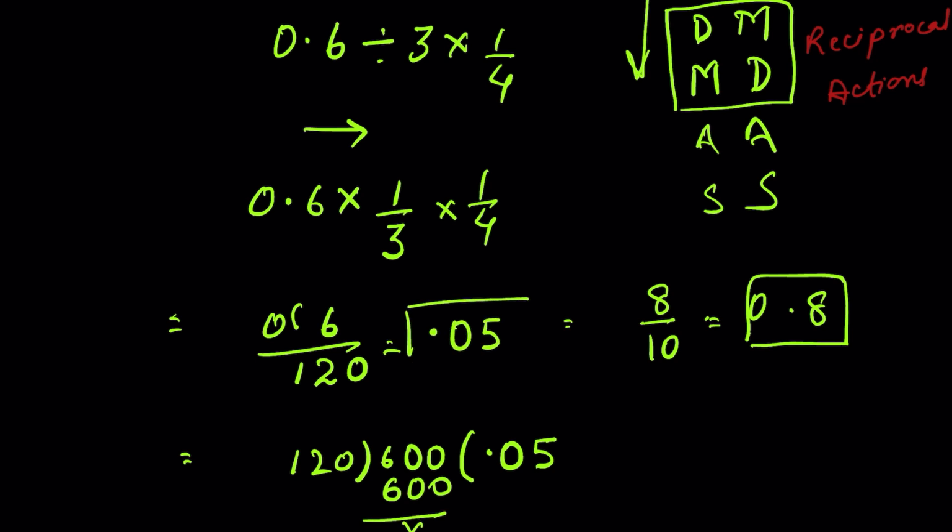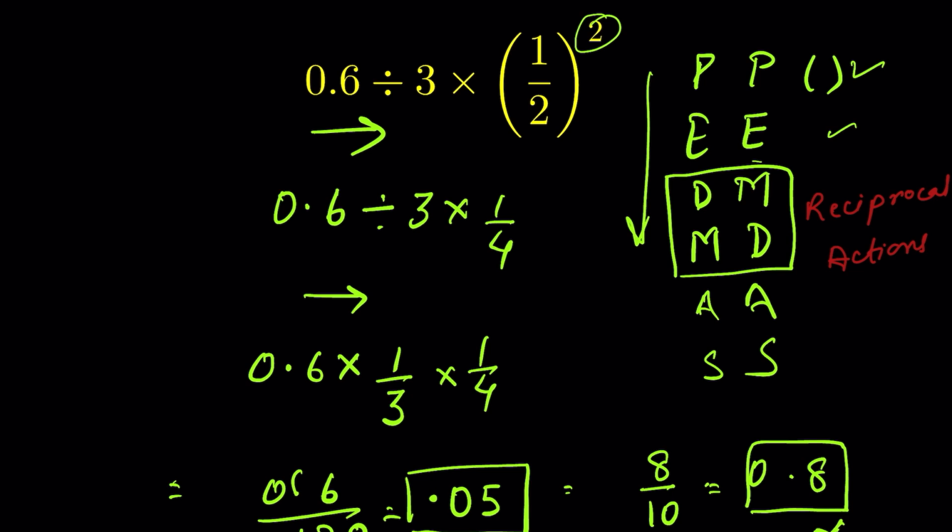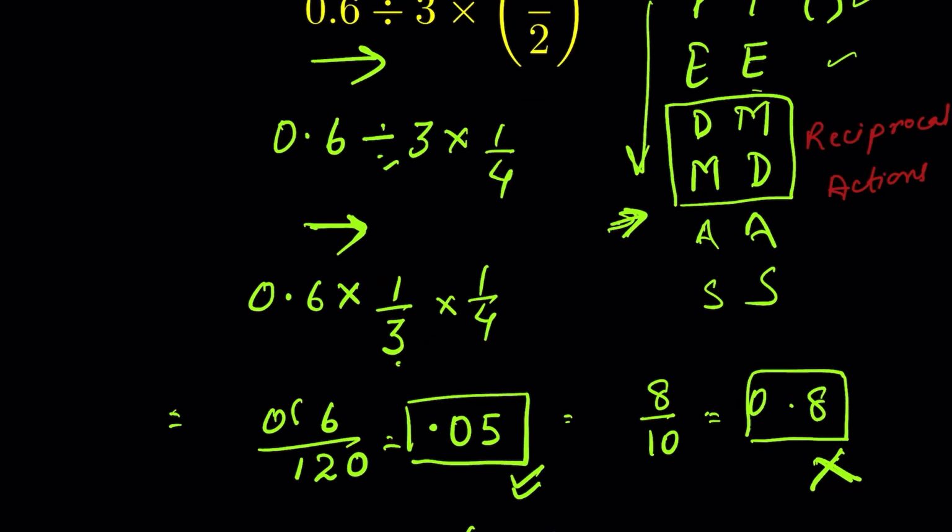So you see, if you follow left to right order, then the answer is 0.05. But when you follow just the letters, the answer is 0.8. But 0.8 is not the correct answer, because you should always remember that division and multiplication need to be done from left to right, whichever comes first. So division will be done first. You convert division into multiplication, it is 1/3, and then times 1/4. You multiply the denominators, 4 times 3 is 12. You can also do it like this, 0.6/12.